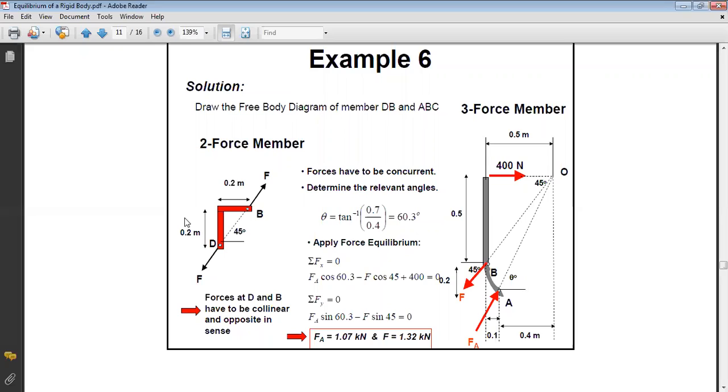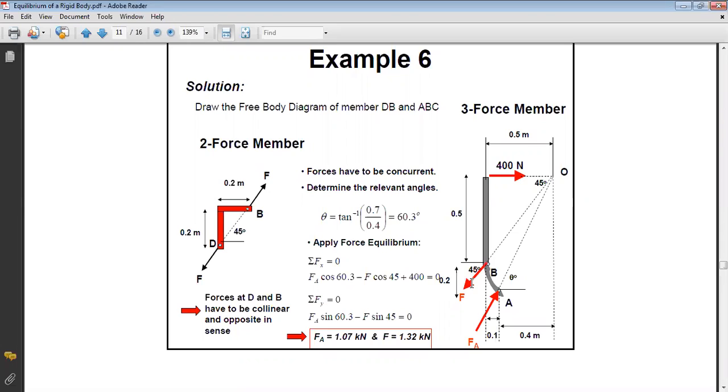Since it's acting along BD, the angle for BD is 45 degrees, because this is an isosceles triangle, which is also a right triangle. So 0.2, 0.2, this is 90 degrees. So I have 45 by 45. So now I know the direction of F. The only unknown is its magnitude now.